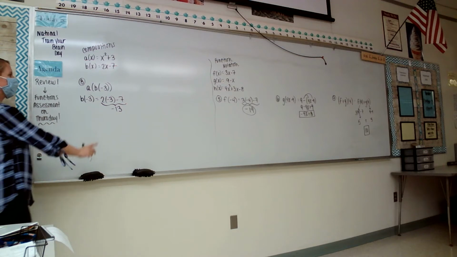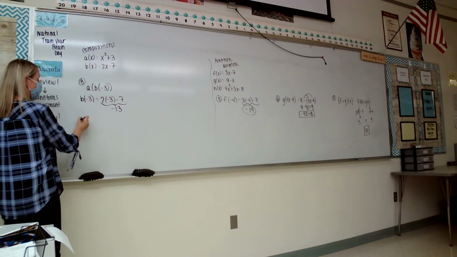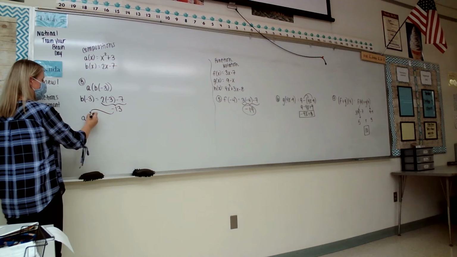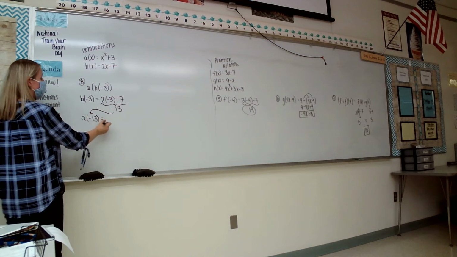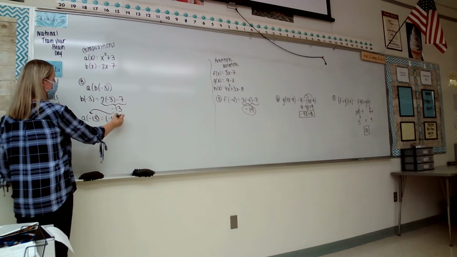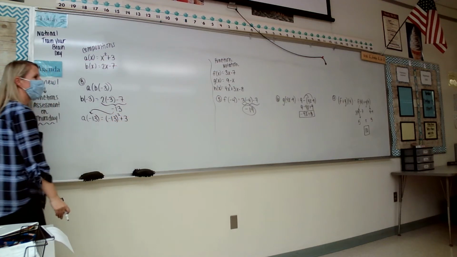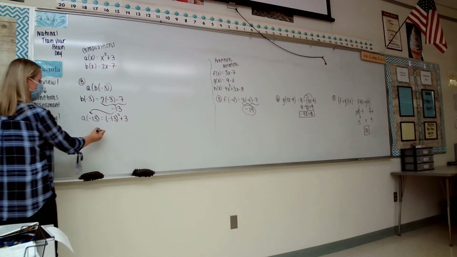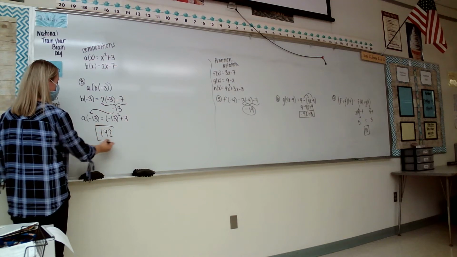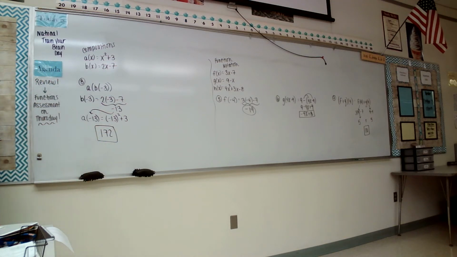So once I find the answer to B of negative 3, I'm going to plug that in the A function. And that would give me negative 13 squared plus 3. That's 169 plus 3 is 172. So that would be that one. So the idea of working from the inside out, so please remember that. Okay, so we'll do 2 more on that.